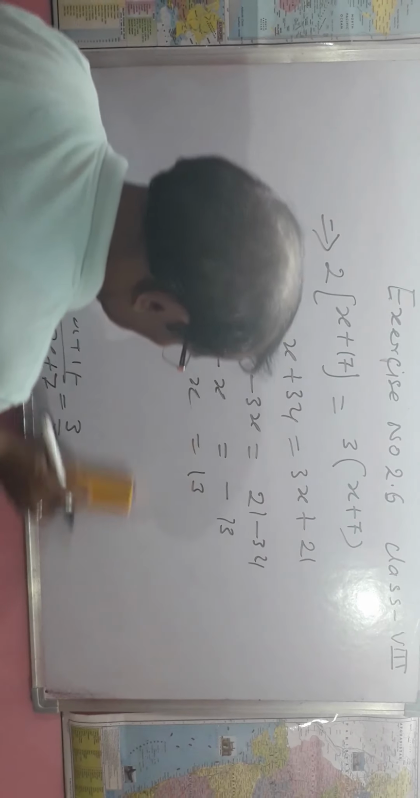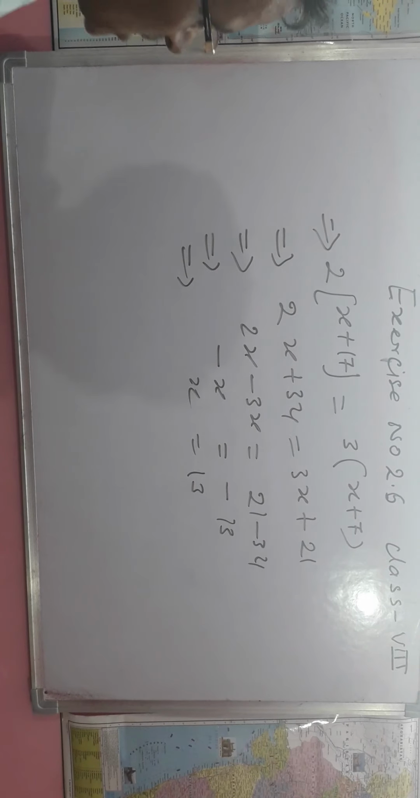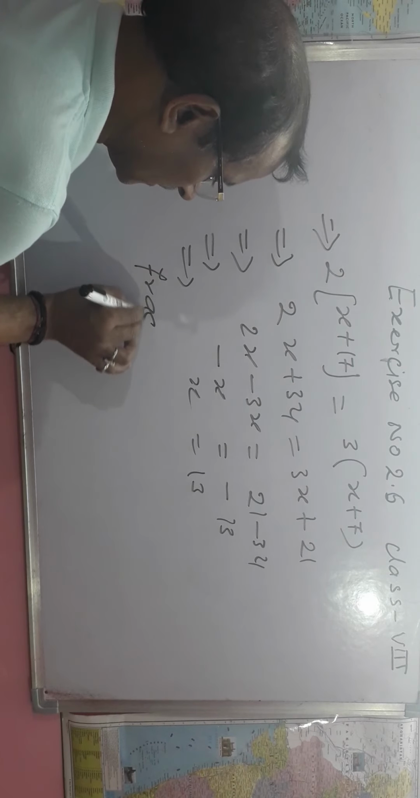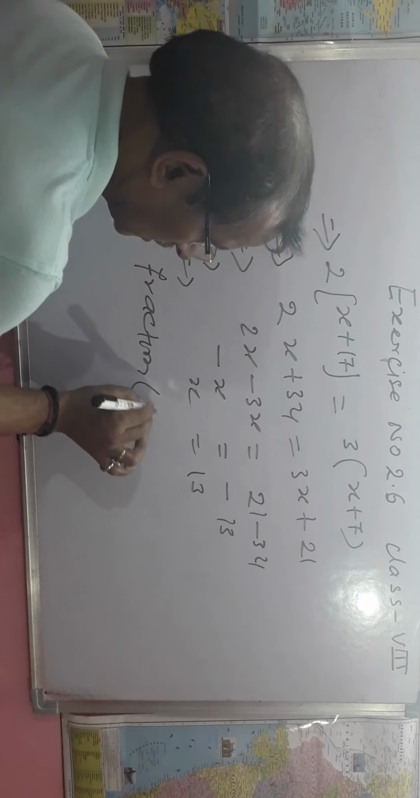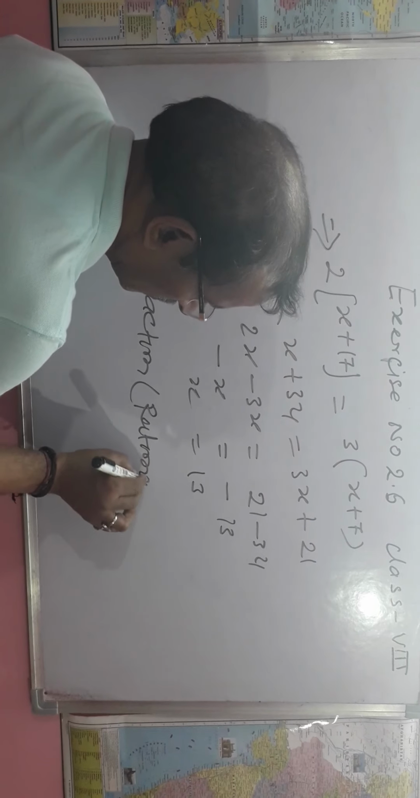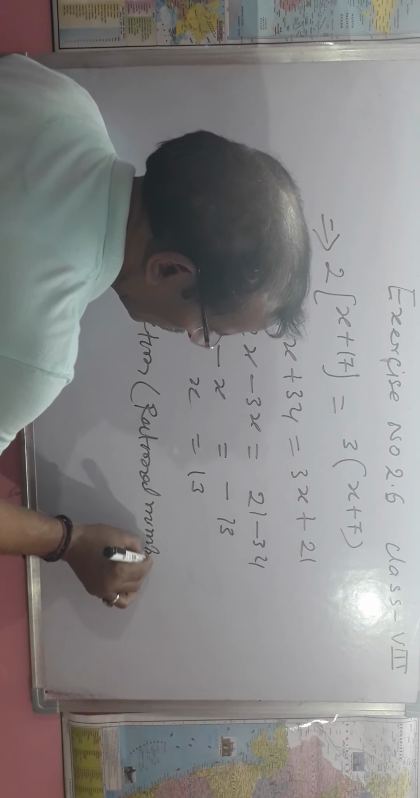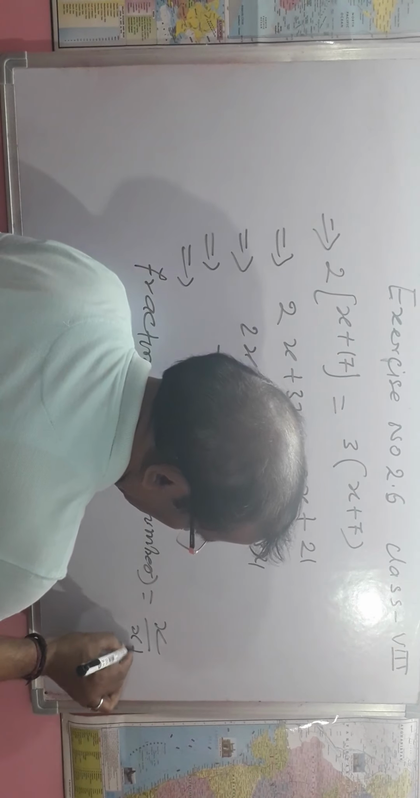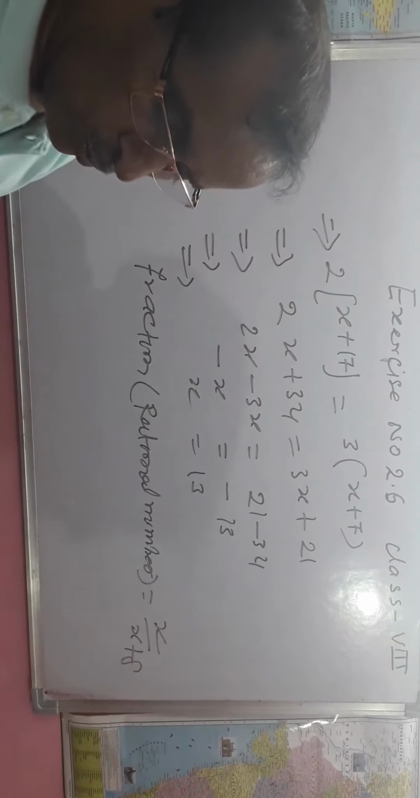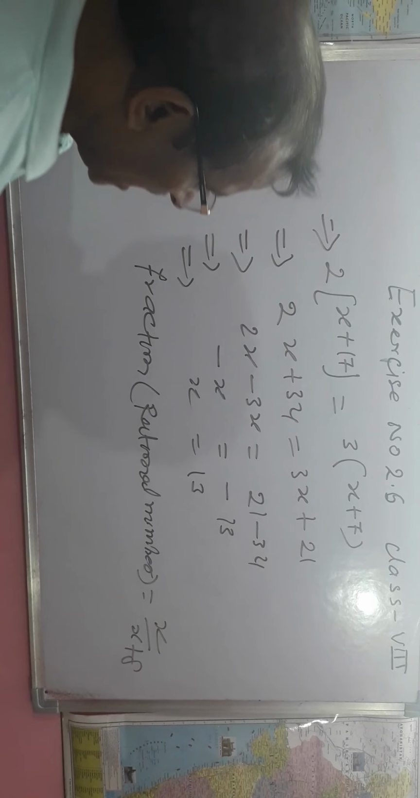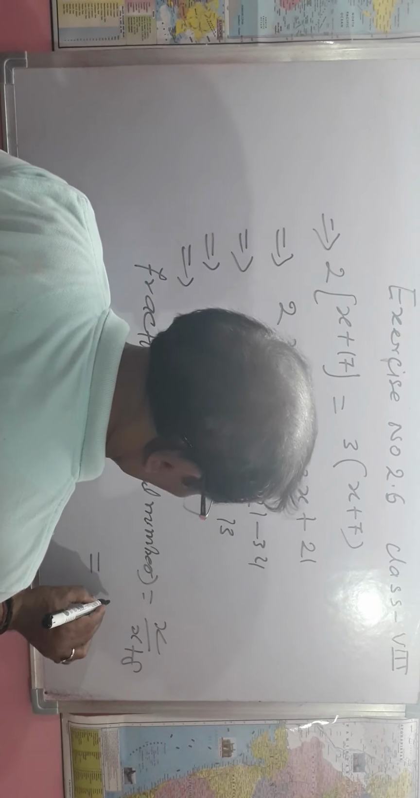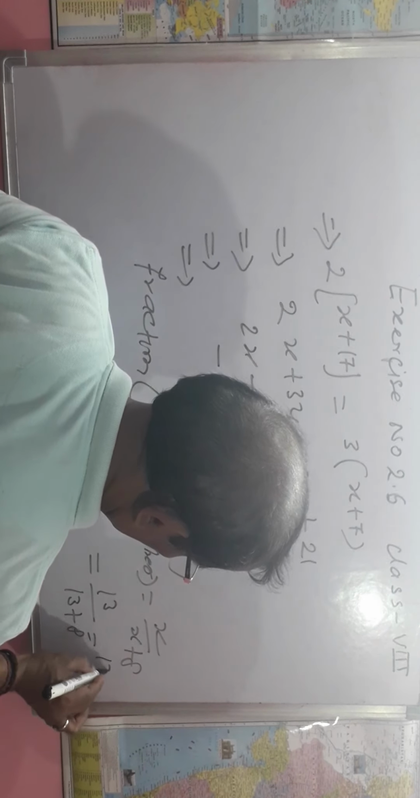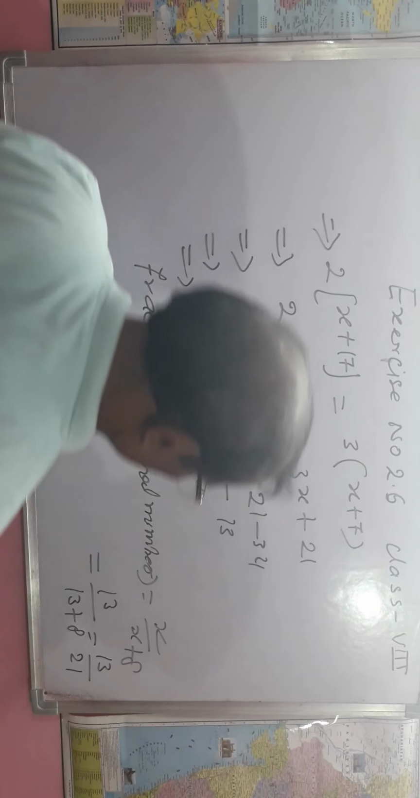Hence, the rational number or fraction is equal to x upon x plus 8. That is equal to x was 13, 13 plus 8 is equal to 13 upon 21.